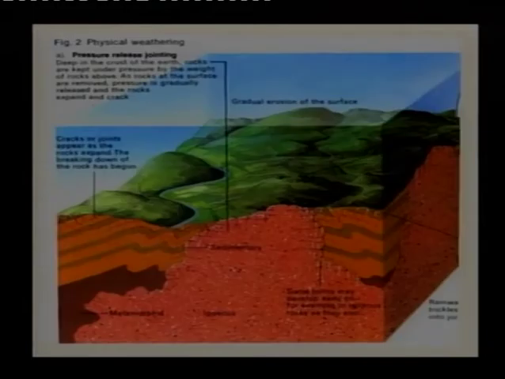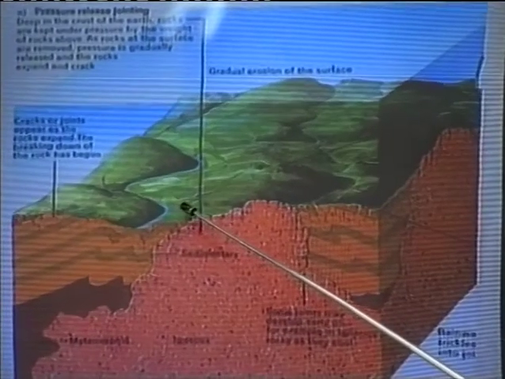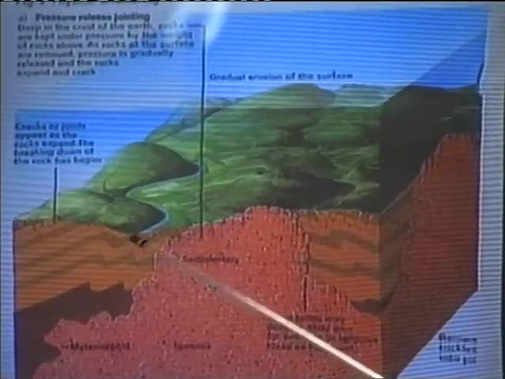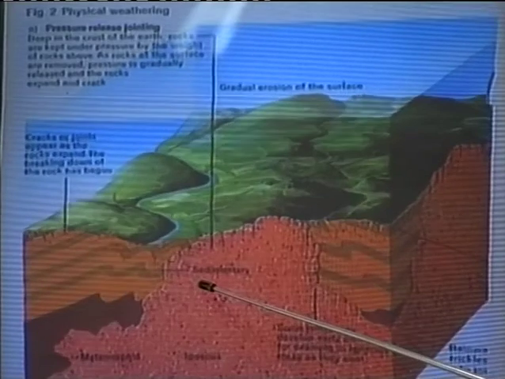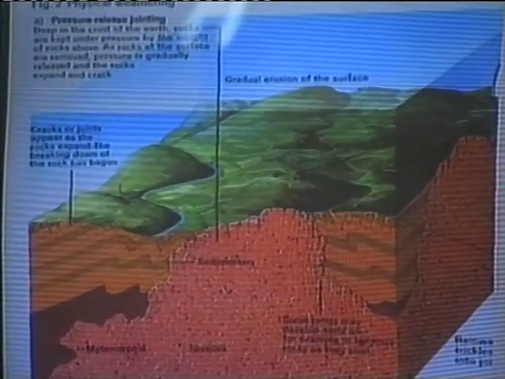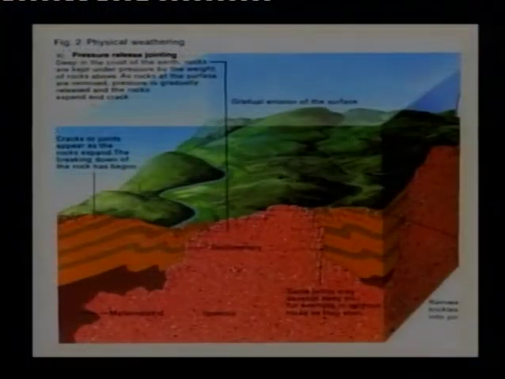We look at a photograph to show that process of pressure release jointing. We have all the rocks here under the surface. The rocks under the surface are under pressure due to the weight of the rocks above them. Weathering and erosion, perhaps erosion by a river, remove some of those rocks at the top, which means the pressure exerted on the rocks at the bottom is released. When the pressure is released, the rocks expand, and upon expansion they crack or split. That is an example of pressure release jointing.